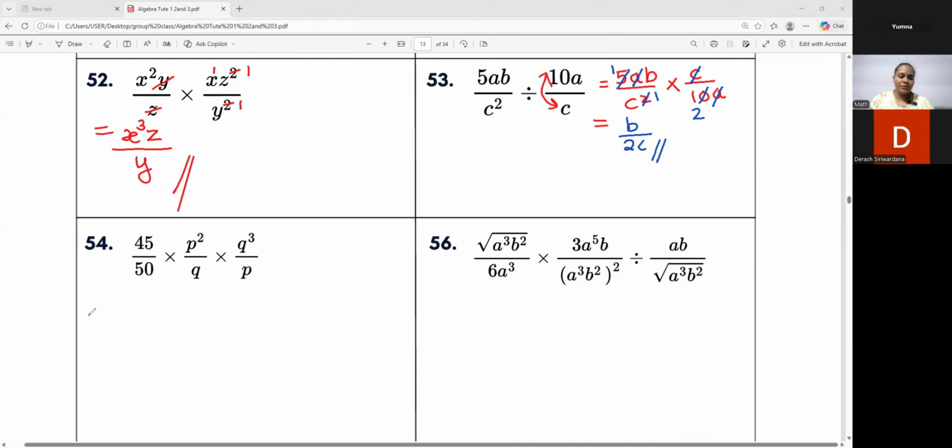Then come to 54. 45 and 50. 5 times table. 9, 10. P to the power 1. Q to the power 2. That's all. Numerator I have 9 P Q to the power 2. PQ squared. Denominator only 10.